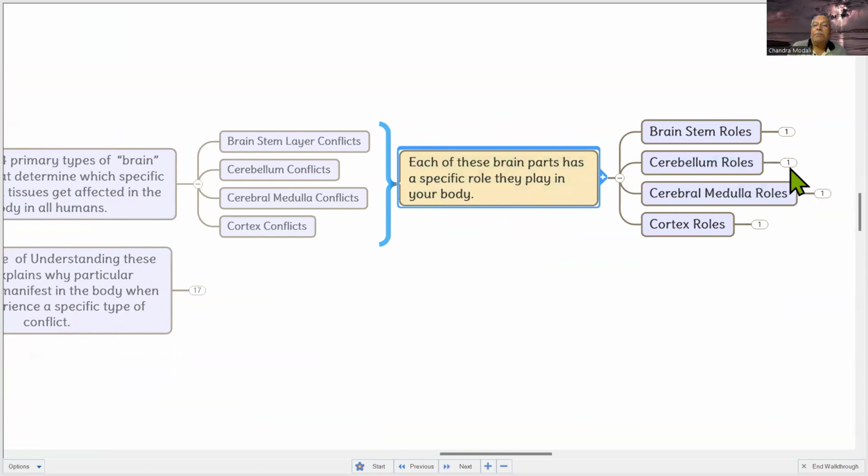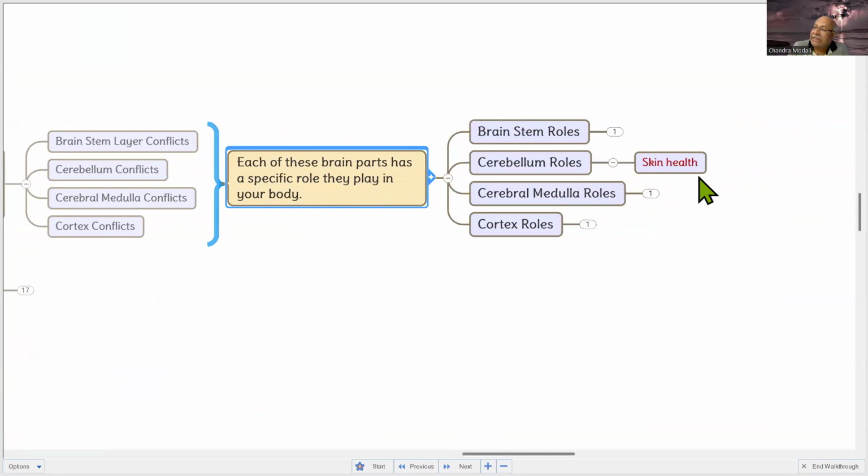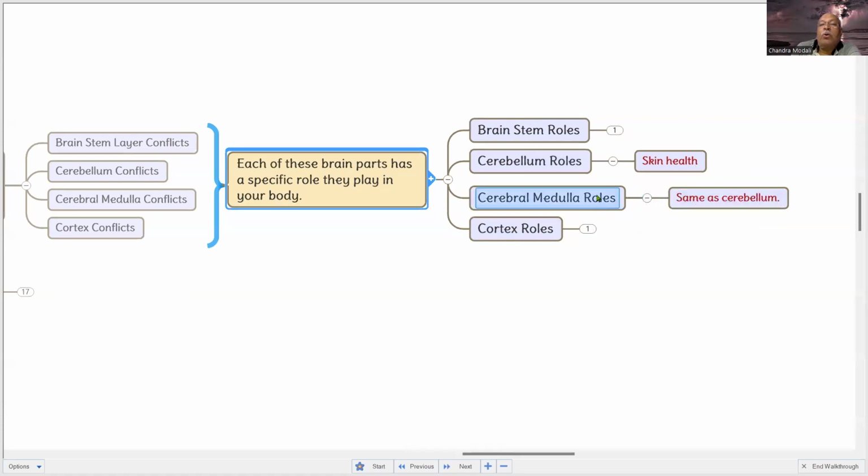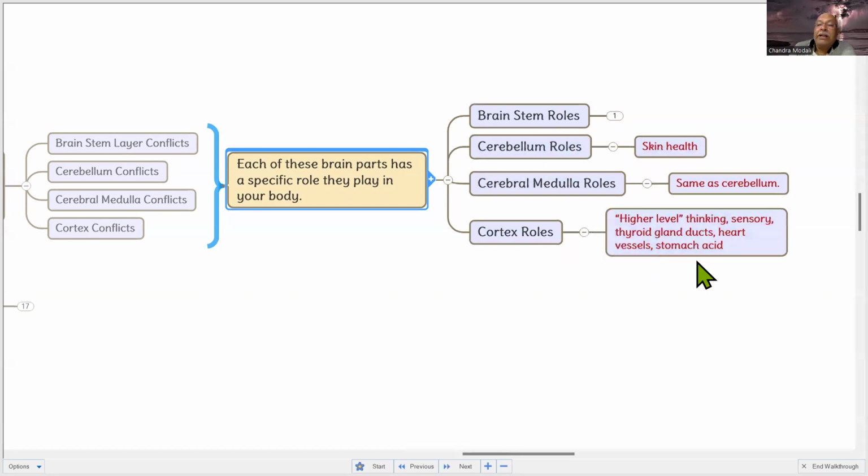So then you got the cerebellum, which is dealing with skin health. Because it is controlling those areas where the skin is involved. That means it is across the organs of the body, right? Are you with me? The cerebral medulla rules, actually, it is not rules. It is the same as the cerebellum. That means it is influencing most of the parts of the organism.